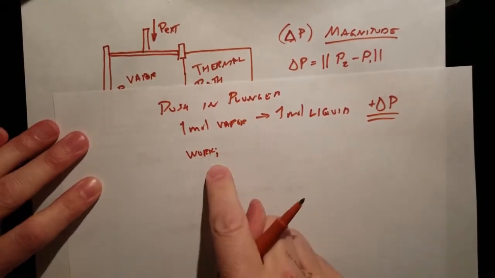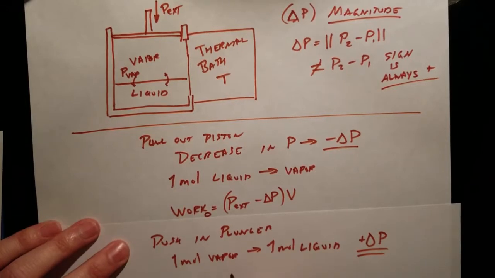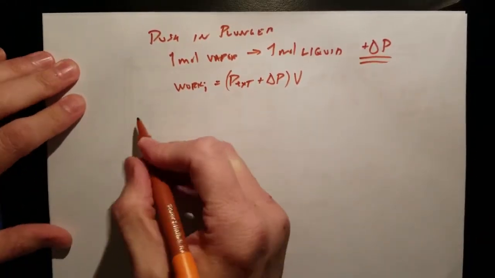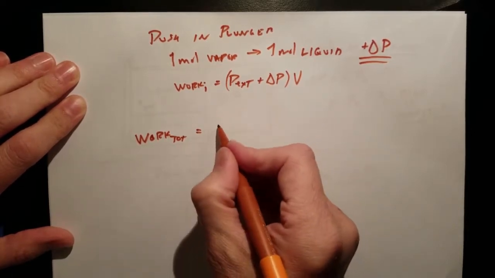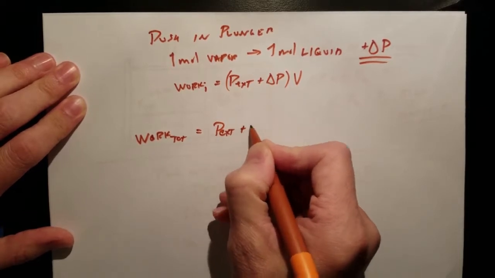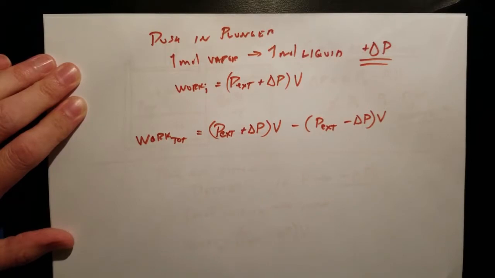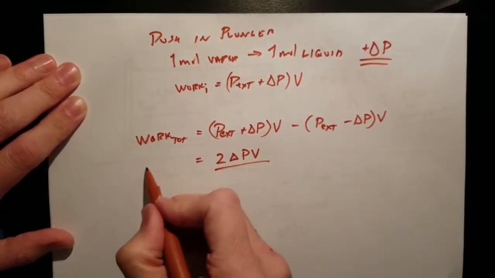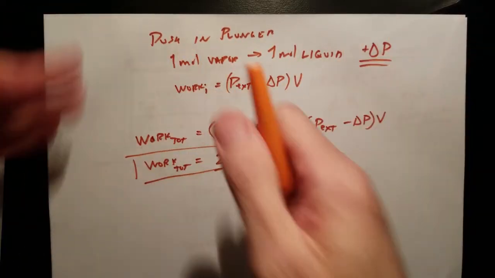Call this work W in, to push the piston in, is equal to (P_X plus delta P) V, and work total is equal to (P_X plus delta P) V minus (P_X minus delta P) V, which is equal to 2 delta P V. The total work for taking the cylinder and pulling out and then pushing it back in.